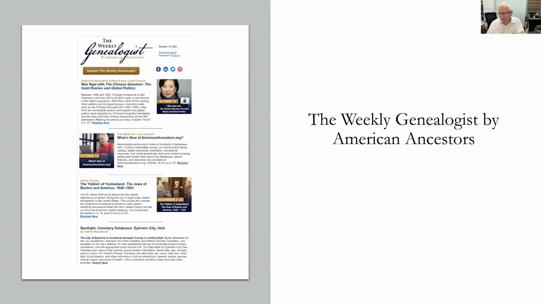I just point out in the screenshot that I have here that there's a spotlight on a cemetery database, one from Ephraim City, Utah, and in Sanpete County, and it's a burial database for 2 city cemeteries. Now, this would be outside the records that you would find on Find a Grave or on Billion Graves. These are records that are created locally that have been done by other people. In other words, what you get here is an update of information that tells you what kinds of things are happening and what is available through the larger genealogical community out there that you may not even be aware exists.